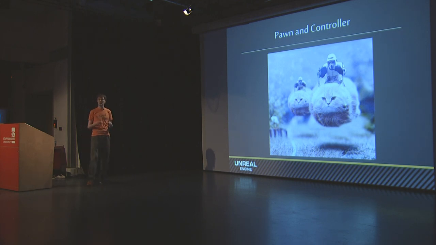This is kind of an important concept for Unreal Engine. A pawn is basically your actual physical entity in the world. It's the agent, it's doing the running around, it's the thing that's interacting with the environment. The controller is just the will, the mind, and we separate those two things out, and there's a few good reasons for doing that.